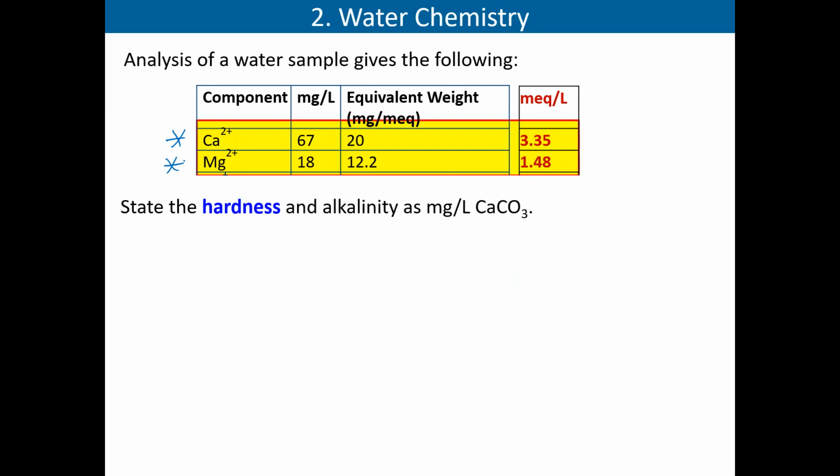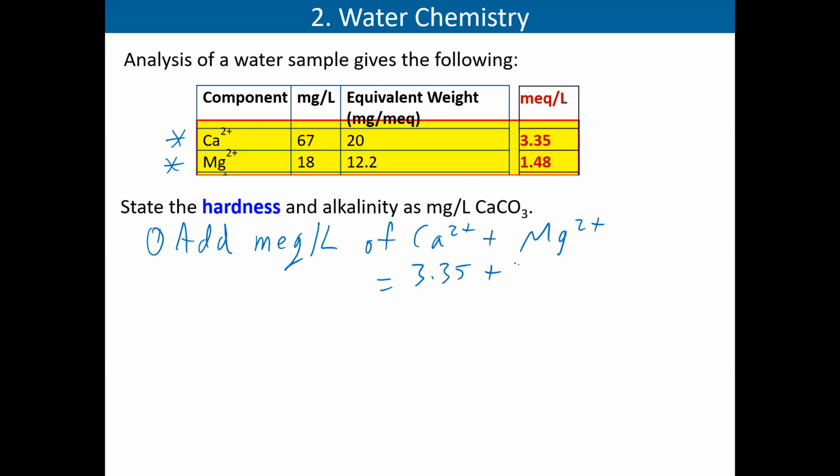So remember, to calculate hardness, basically what we need to do, step 1, is we need to convert to milliequivalents per liter. And step 1 is we add the number of moles, which is the milliequivalents per liter of calcium and magnesium. Okay, so that's 3.35 plus 1.48. And what does that give me? 4.83 milliequivalents per liter. Okay, so that's step 1.